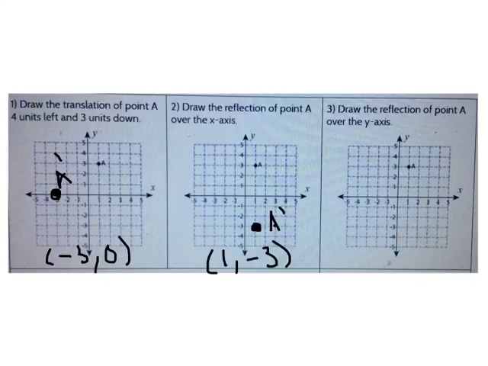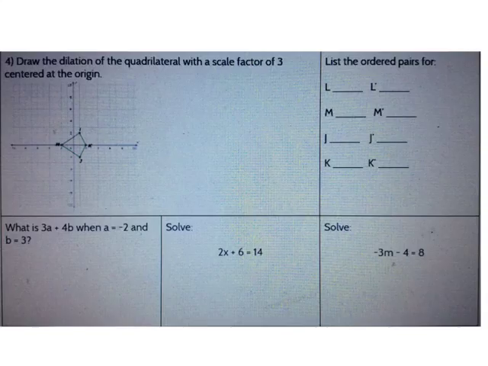Now draw the reflection of point A over the y-axis on your paper, then enter the new ordered pair for A prime in the boxes. Here, A is 1 unit away from the axis, so A prime would also be 1 unit away from the axis on the opposite side. The new ordered pair is -1, 3.